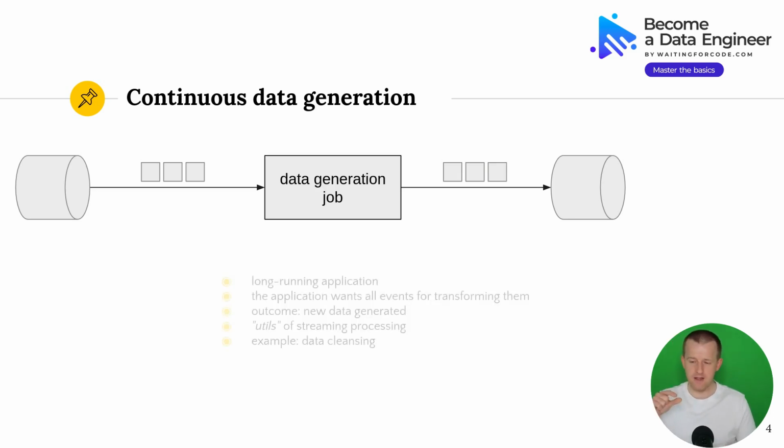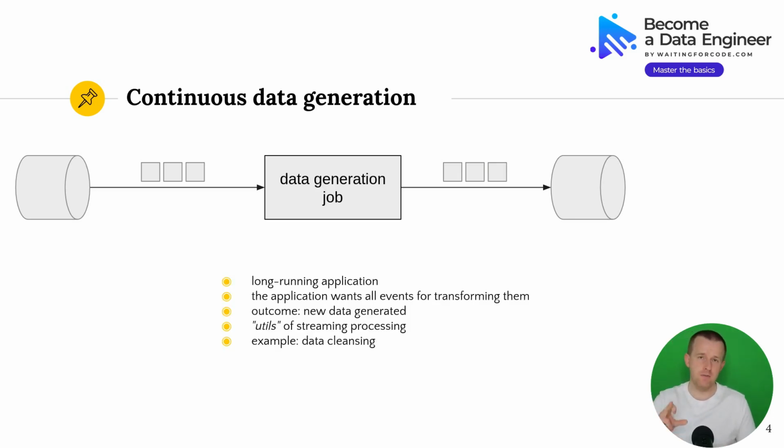Regarding this pipeline, it's a long-running application, so it's supposed to be running without interruption. Also, this pipeline transforms the data. So for example, if we take the case of our data cleansing seen in the previous module, it takes some data, transforms it, applies some data enrichment, and writes to a different place. And so the outcome is the new data generated.